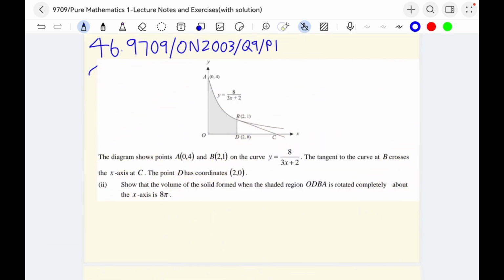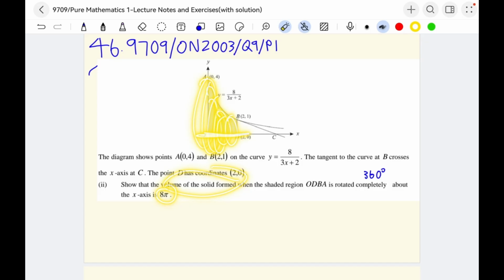Alright, let's move on to the next question, which is question 46. This question is from the past questions from 9709, October/November 2003, question 9 from paper 1. Okay. So here's the diagram, and the question is regarding the volume of the solid formed over here. When this solid, I mean the shaded region, is rotated completely, meaning 360 degrees about the x-axis, the question wants you to show that the volume of the solid formed is 8 pi.